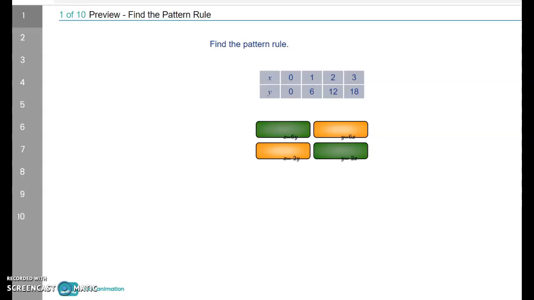And if we look at the first two, our formulas are always y equals something x plus something else. And so this one here is the only reasonable answer.